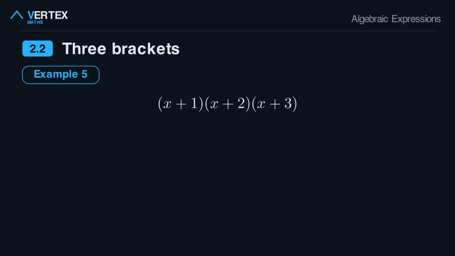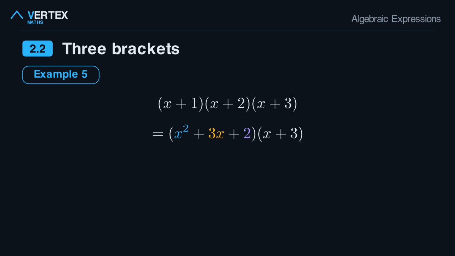When you have three brackets, you cannot expand all three at once. The strategy is to pick any two, expand them first to get a quadratic, then multiply that quadratic by the remaining bracket. We expand the first two brackets here. The first two brackets give us x squared plus 3x plus 2. Verify this yourself using the previous method.